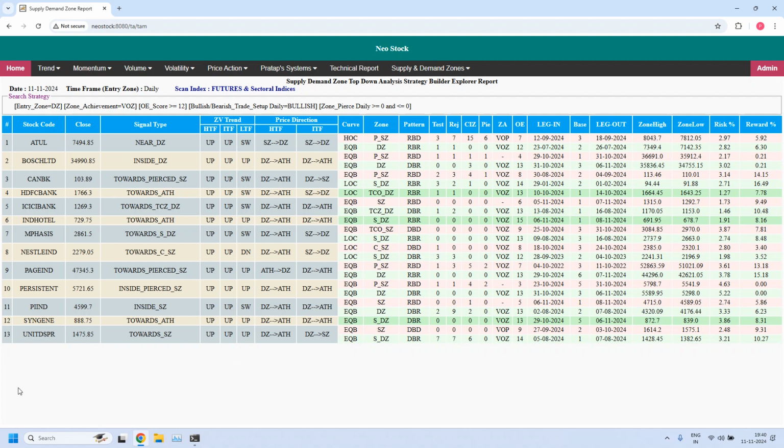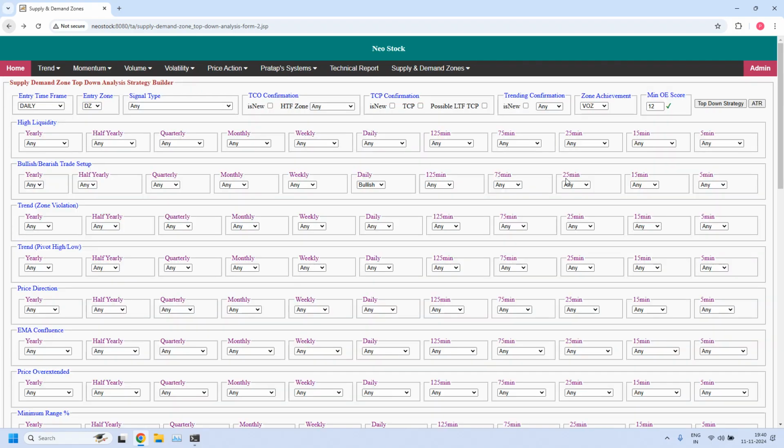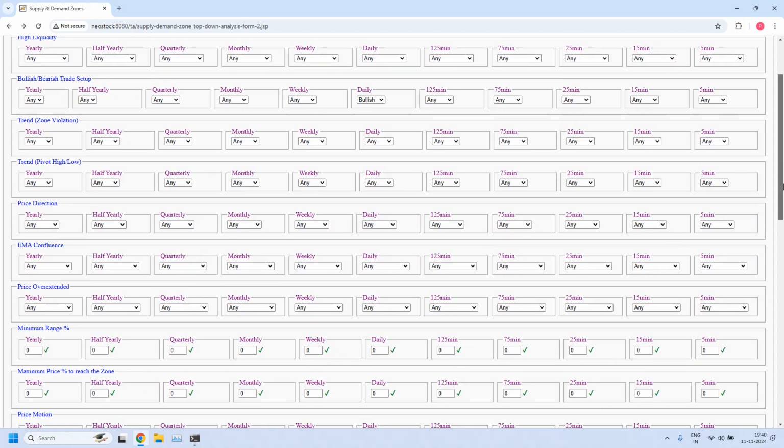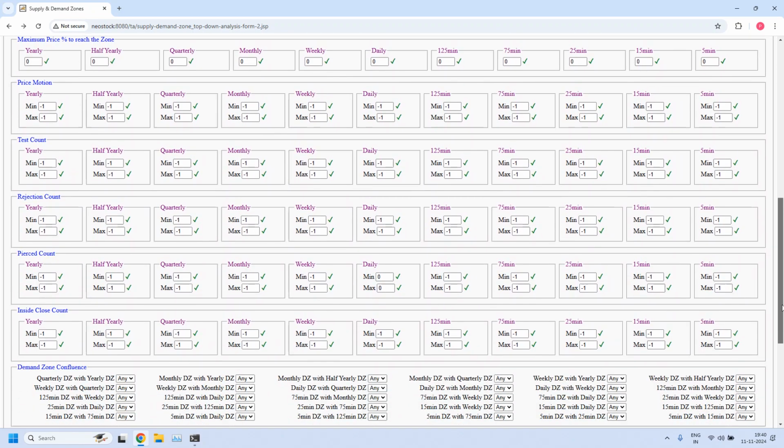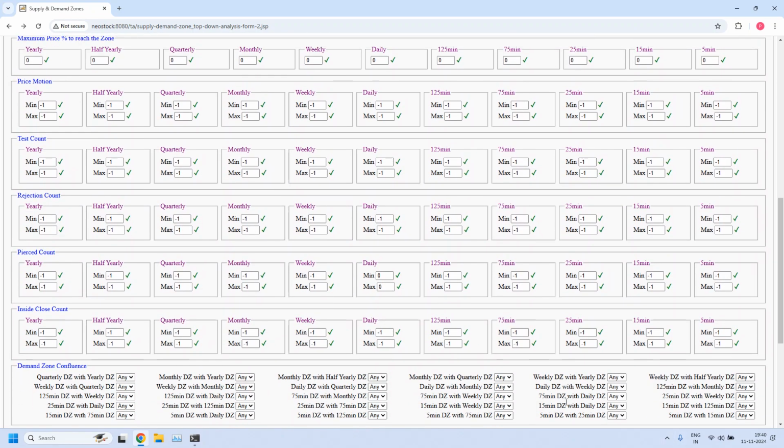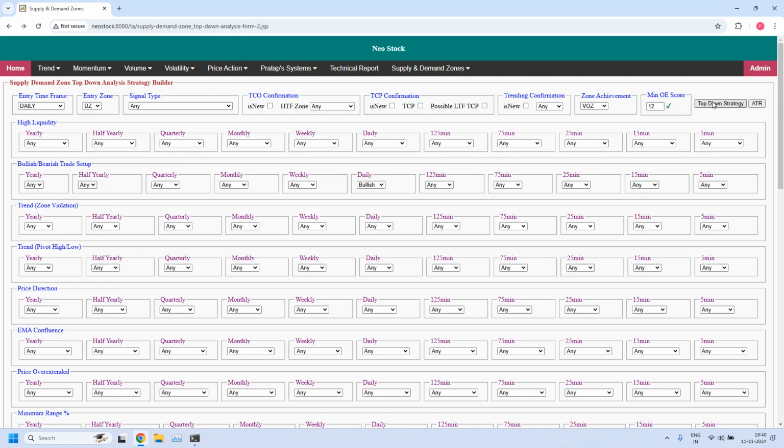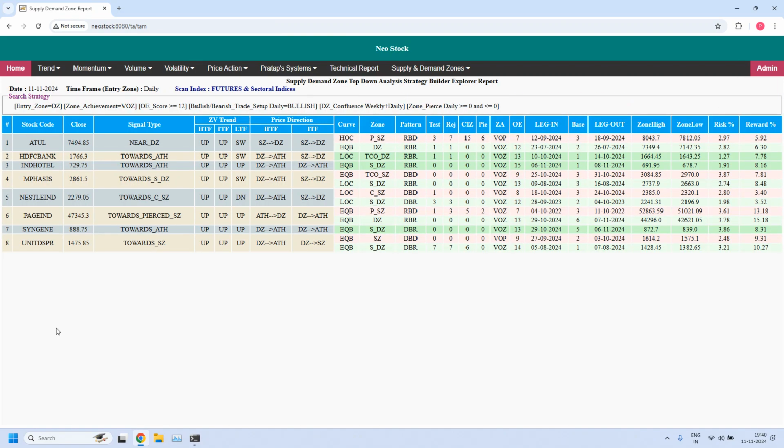To filter them, first we will use the filter LTF and ITF demand zone confluence. That is a daily demand zone with weekly demand zone confluence. I am enabling the filter. That means daily zone is part of weekly demand zone. 8 stocks are filtered. In all these 8 stocks, the daily zone is part of the weekly demand zone. And weekly trend is up in all the stocks.